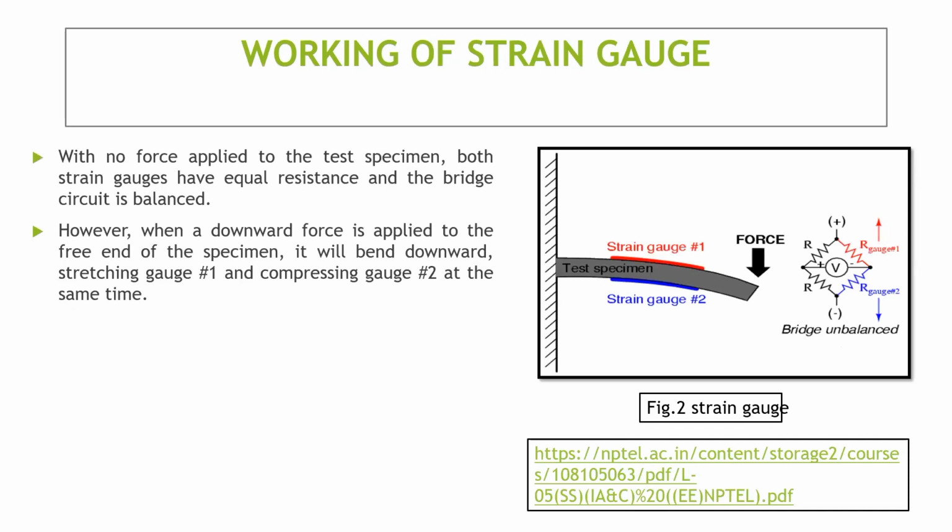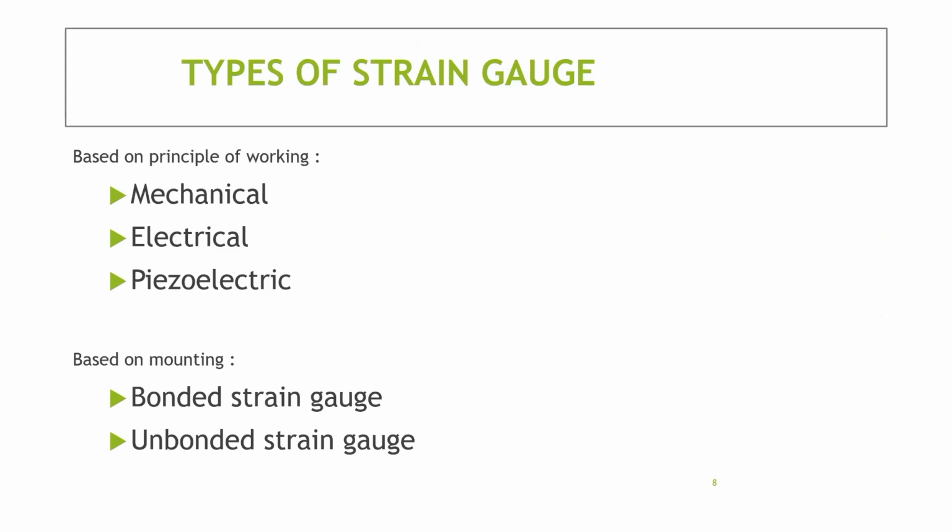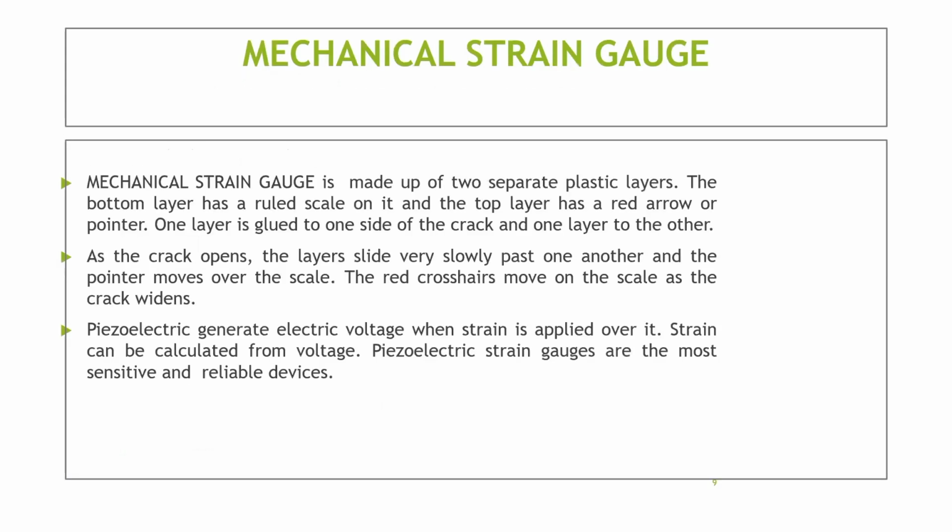You can see a specimen with strain gauge 1 and strain gauge 2. With no force, it is balanced. With a force, it will bend downwards, and it will put one gauge in compression at the same time. We have strain gauges based on mounting and working. They can be mechanical, electrical, piezoelectric, and bonded or unbonded. Mechanical ones have two plastic layers, a top layer and a bottom layer. One layer is glued, another is not. Different kinds of formation can be done.